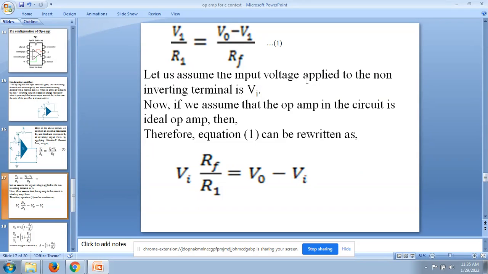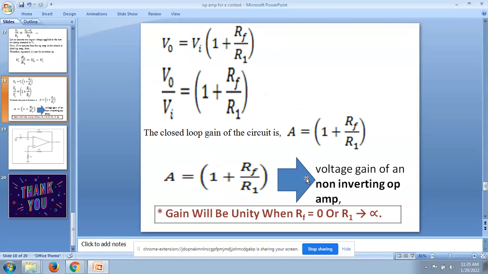Let us assume the input voltage applied to the non-inverting terminal is Vi. Now, we assume that the operational amplifier circuit is an ideal operational amplifier. We have already seen the parameters of an ideal op-amp. By applying those parameters wherever necessary, we derive the final equation, that is, Vi RF by R1 is equal to V0 minus Vi. When you simplify that equation, you will get V0 by Vi is equal to 1 plus RF by R1.